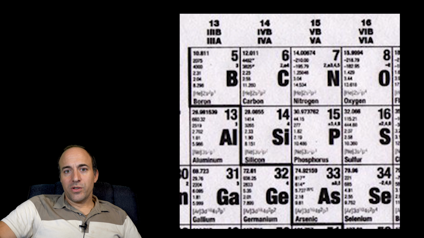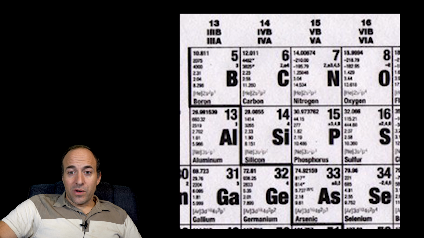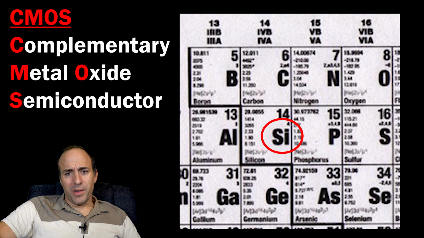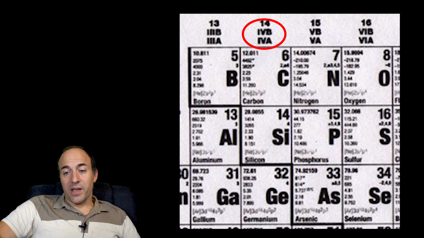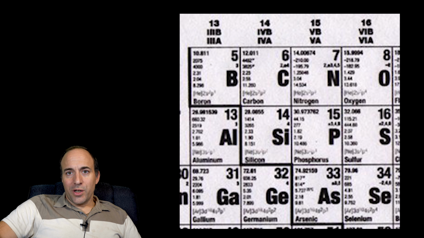Now let's switch topics to logic gates. Logic gates are made out of transistors, and transistors are made out of a semiconductor material, usually silicon, for CMOS logic gates, which is basically the logic technology that modern processors are based on. Silicon is in column 4 of the periodic table, meaning that it is a group 4 element, and that also means that it has 4 valence electrons, 4 electrons in its outer electron shell.